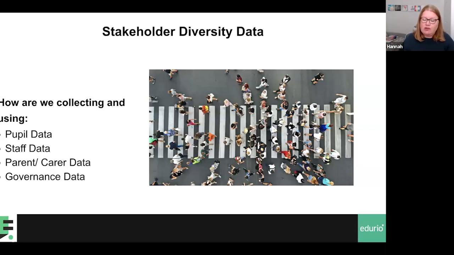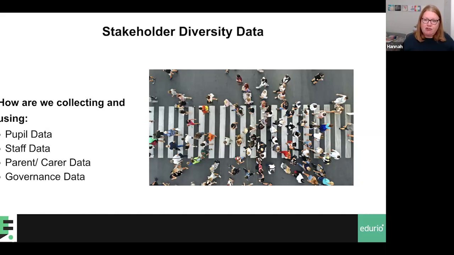And what about the governors? We do loads of work with governors and trustees, and we often don't hold their diversity data either. So really thinking about actually what profile do we have in each of those stakeholder groups? And most settings will be able to say to me, we've got a disconnect or a dissonance between the diversity levels of our pupils versus our staff.